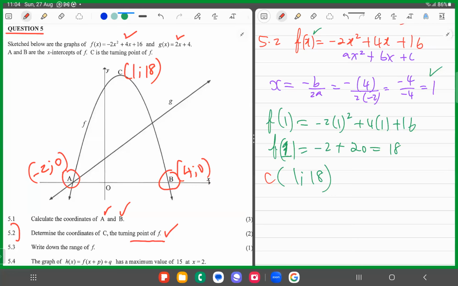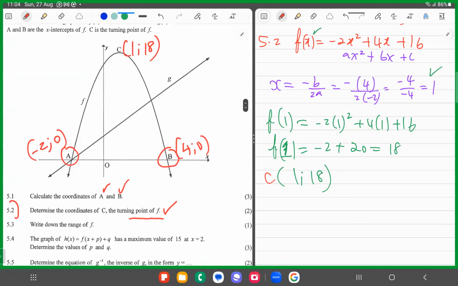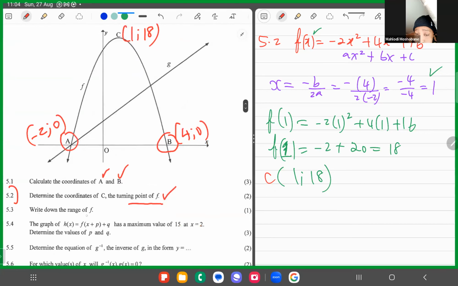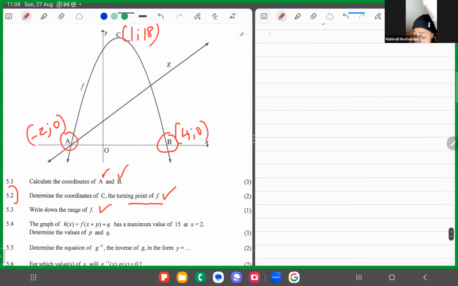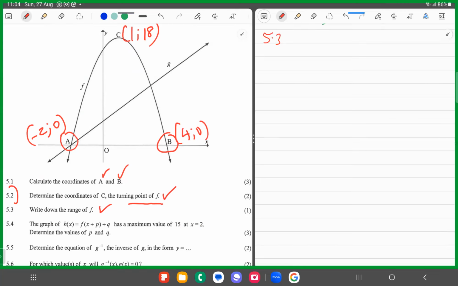Now, the next thing is we need to continue with solving this problem. And we shall write down the range of the function f. 5.3, the range. What is the range? The range of the function f is the set of the y values for which this is defined. What are the y values for which this is defined? So, which means y is less than or equal to 18. So 18 or less. If you don't want to write it like that, you can actually say that y is an element of... So it starts from 18 here and going down.